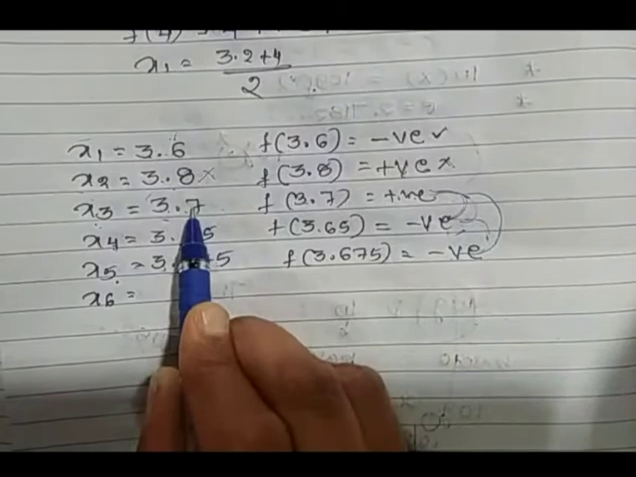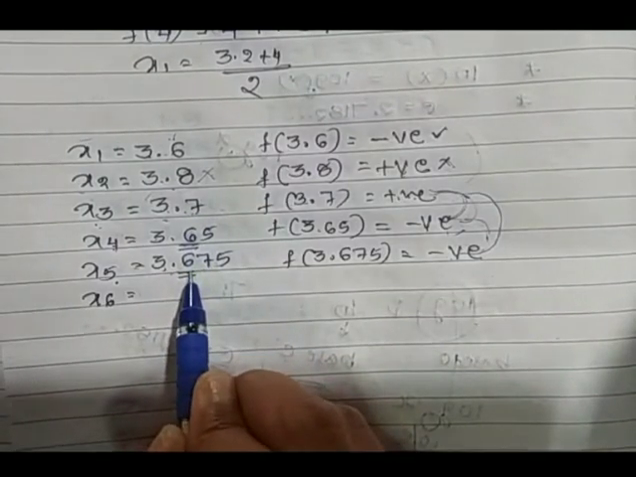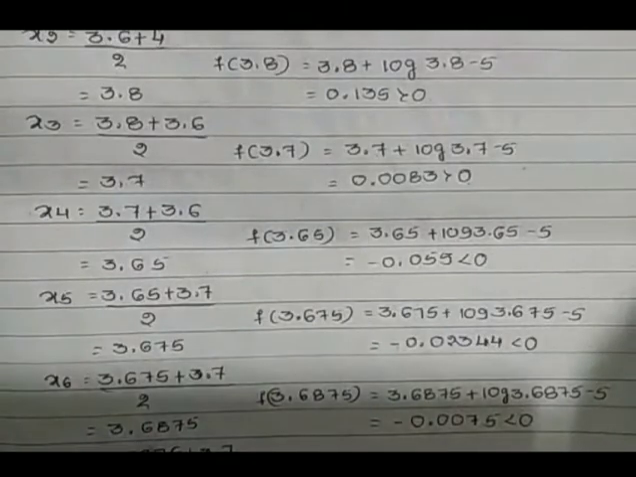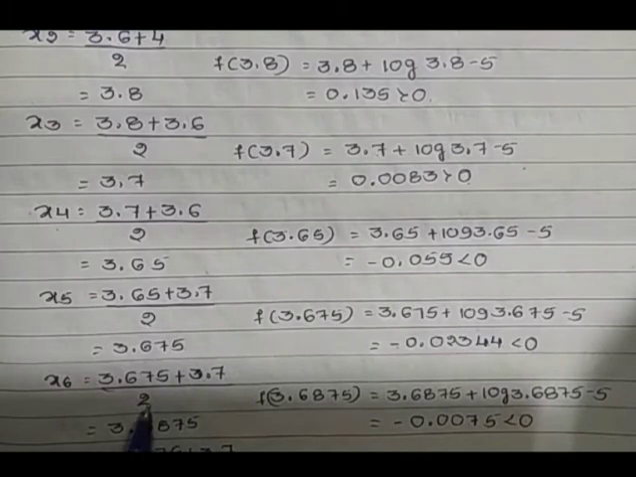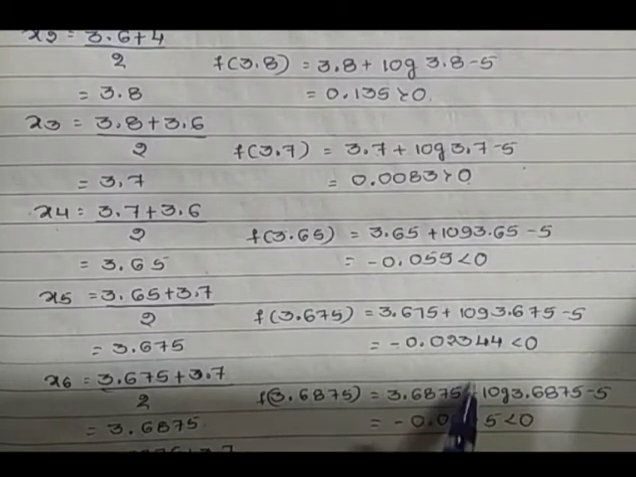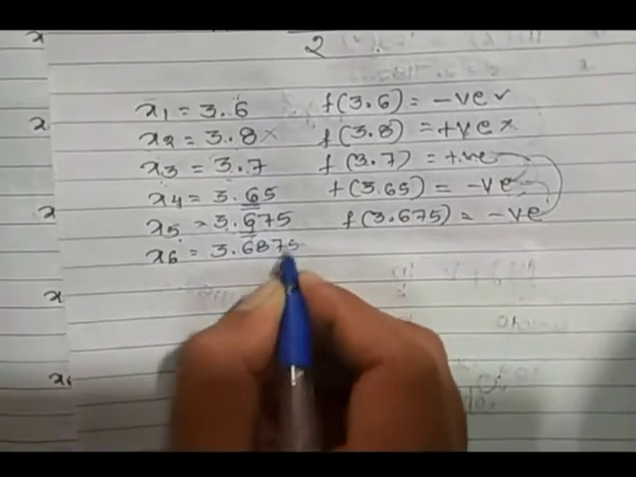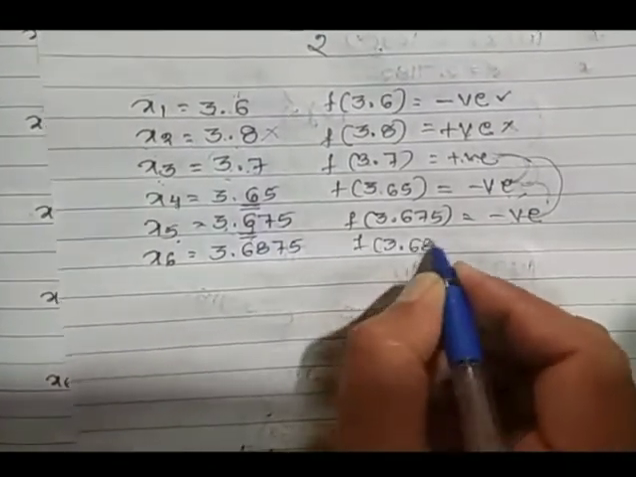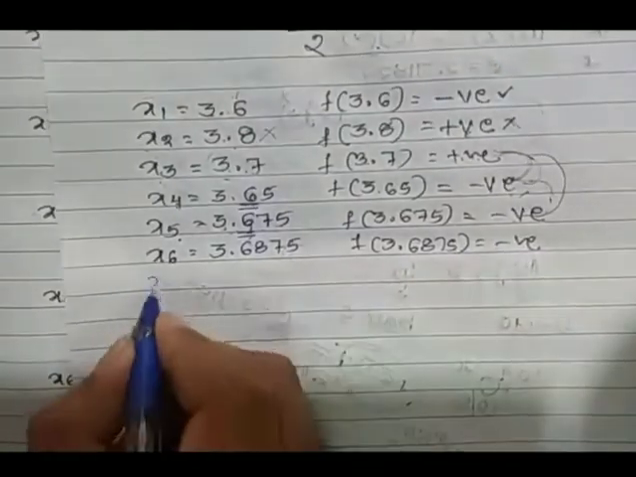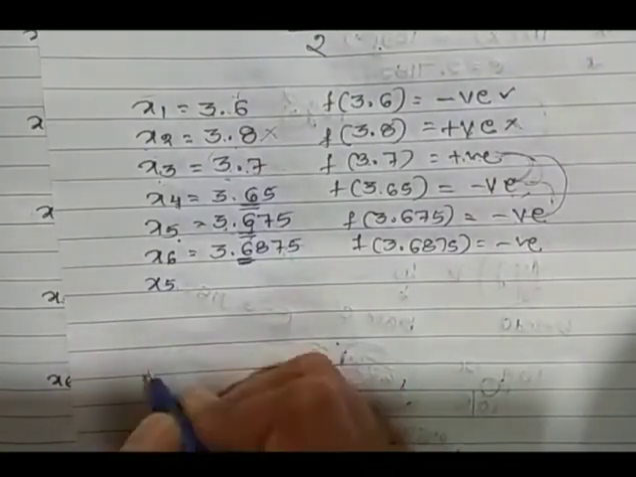So here add 3.7 and 3.675. For sixth approximation, add 3.675 and 3.7, divide by 2, will get 3.6875. Substitute in the function, we are getting a negative answer. So x6 is 3.6875 and this is giving us a negative answer. Here only the first decimal is same.